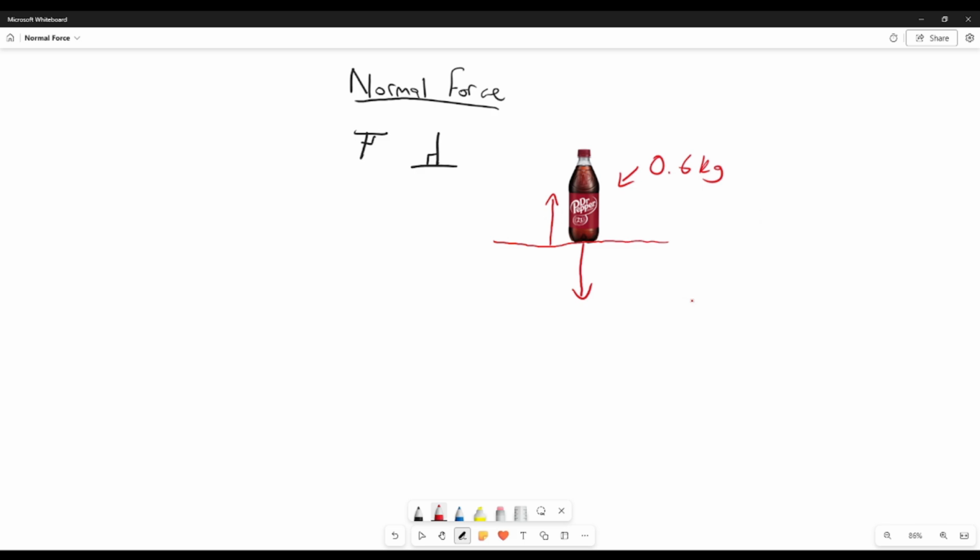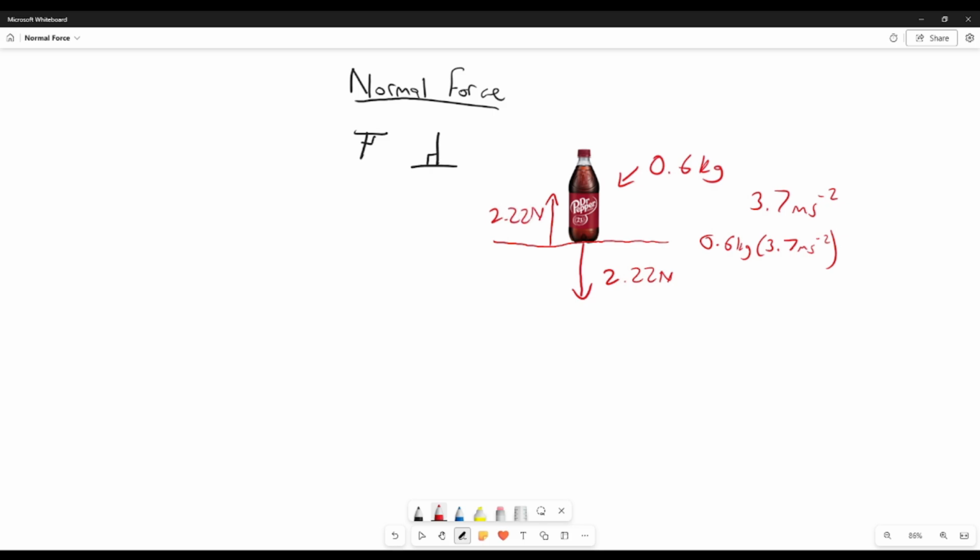Now let's say that we move over to the planet Mars, where the gravitational acceleration is 3.7 meters per second squared. What is the normal force acting on our bottle now? Well, this means that we have to multiply our mass times our new gravitational constant. And this means that the weight of our bottle is 2.22 newtons. And so of course this means that the normal force is going to be 2.22 newtons.